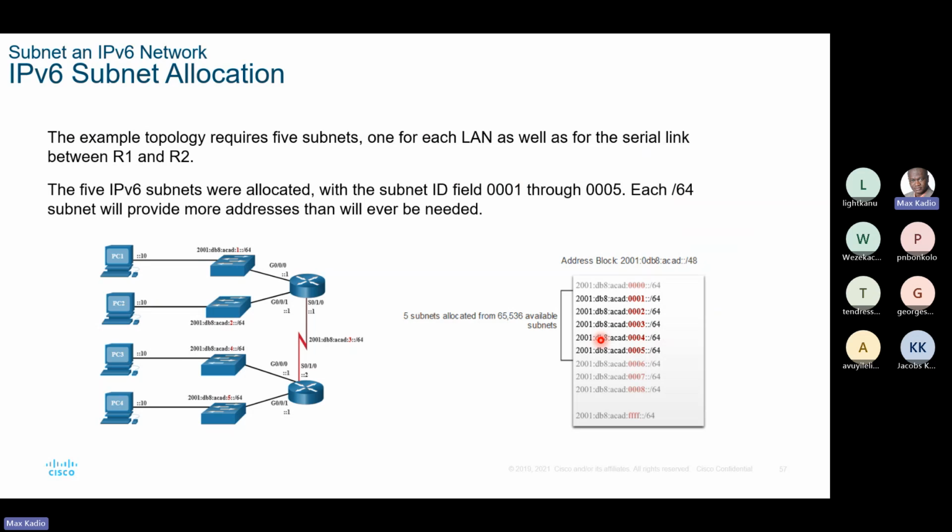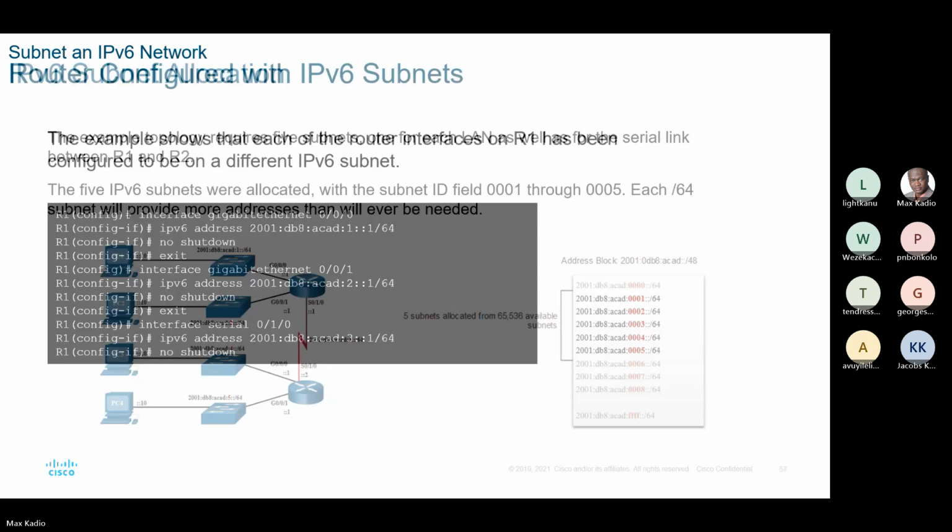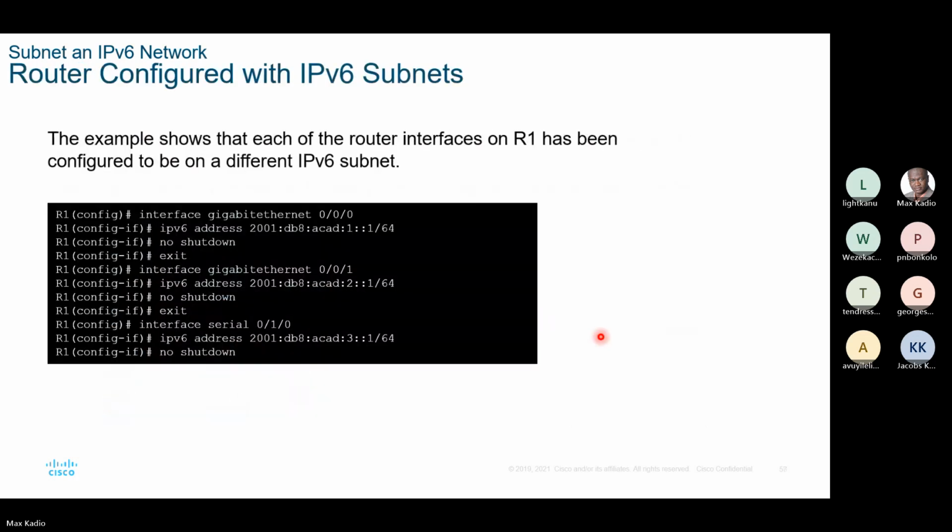Okay, always we'll have time to do them. Yeah, so again, this is an example of configuring an IPv6 interface. For the IPv6 address, you add the address, no shutdown, exit. You go to another interface, IPv6, no shutdown, exit. And again. So have a look at this one.